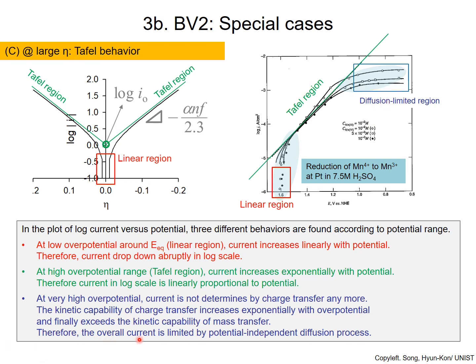Therefore, the overall current is limited by a potential independent diffusion process. Then, at very high overpotential, you will have a constant current, which is independent of potential. The limiting current is obtained in this region. So, as a summary, you should think about three different regions in the current versus potential curve. The first one is the linear region, the second is the Tafel region, and the third one is the diffusion limited region.